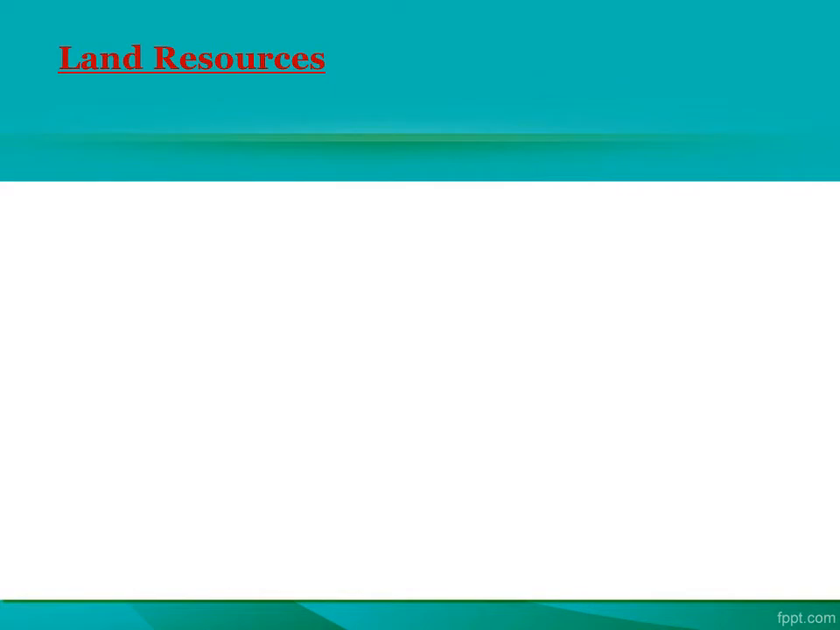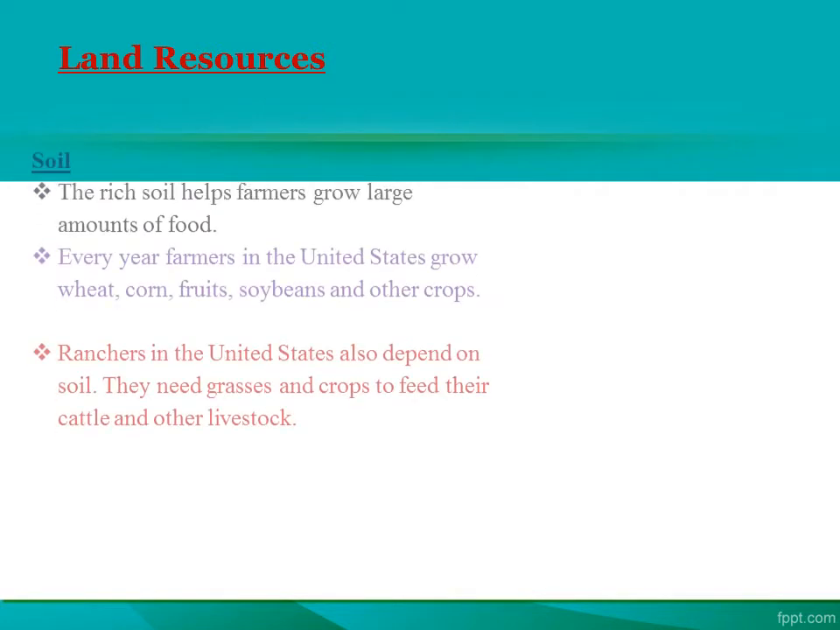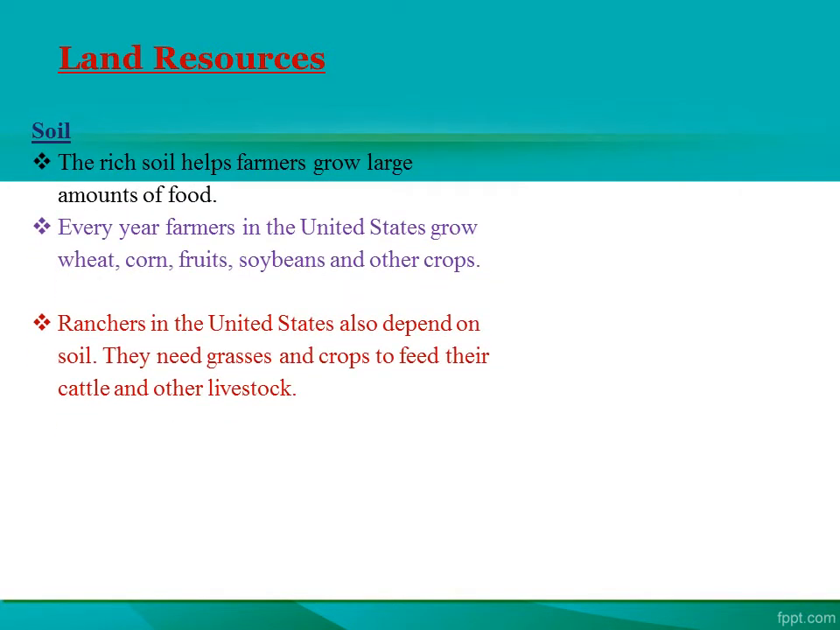Now let's find out the land resources of the United States. The United States has many important natural resources. People depend on them to grow food, raise animals, and build homes. Okay? Soil, much of the nation has fertile soil, especially in its river valleys and its plains.